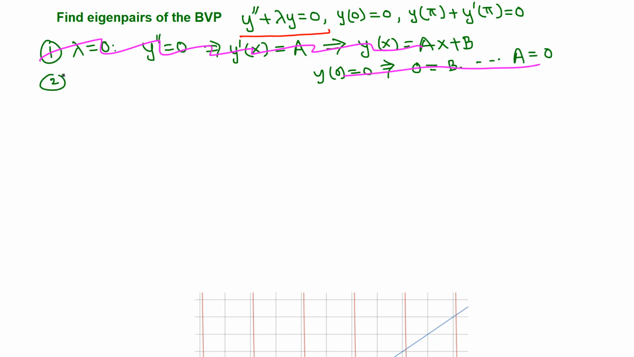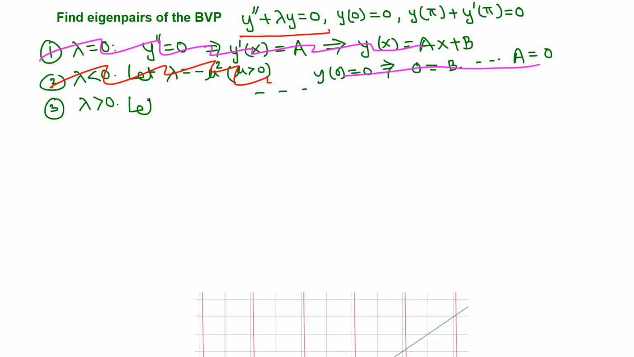In the same way, you can try for λ negative. We can say λ = -μ², where μ is positive, then again you will get the trivial solution case. Okay, now the third case will be λ positive. To avoid writing a square root, we can take λ = μ², where μ is positive.